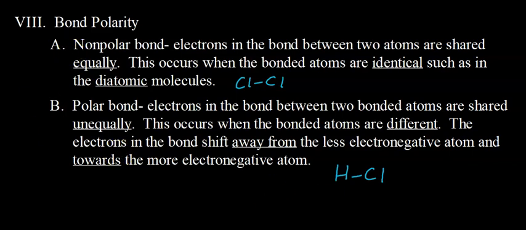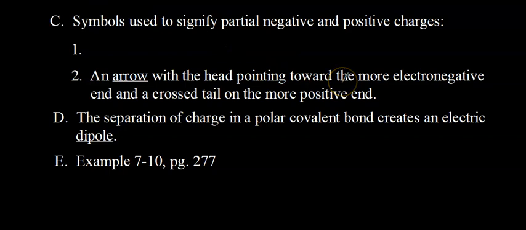So we can show that with a couple different symbols. One of the symbols we can use is lowercase delta negative or delta positive. Kind of a squirrely looking D, kind of an S type thing. You can see that in your notes there. So that's one way we can show which end of a bond is partially positive. So we're talking about partial charges, not total negative and positive charge. We can also use arrows, so an arrow with the head pointing towards the more electronegative end and a cross tail on the more positive end.